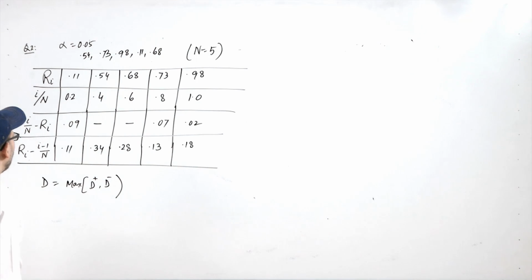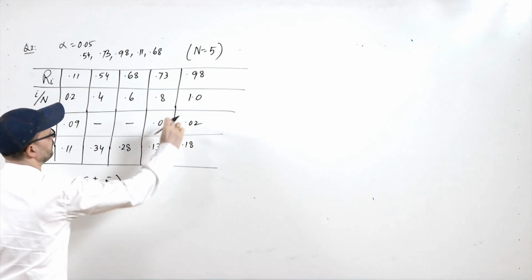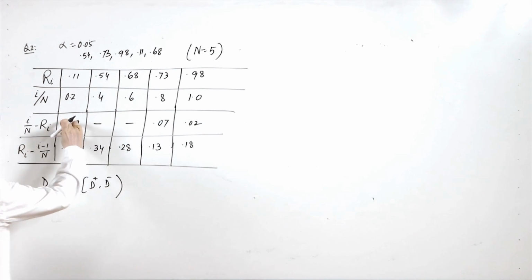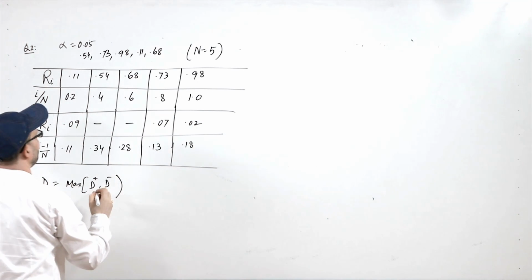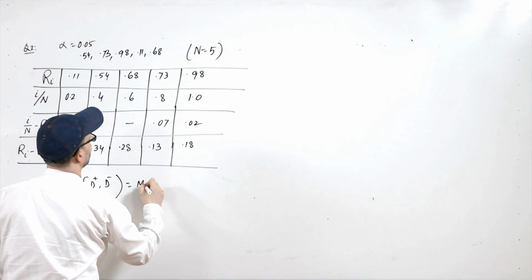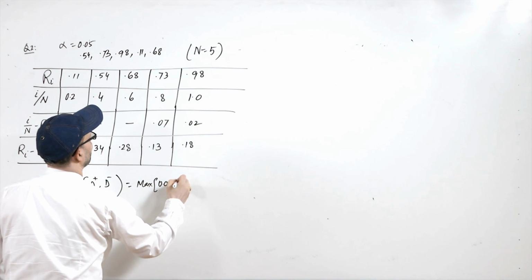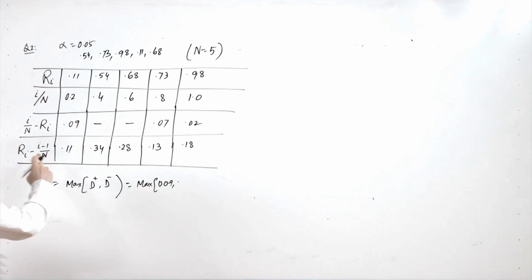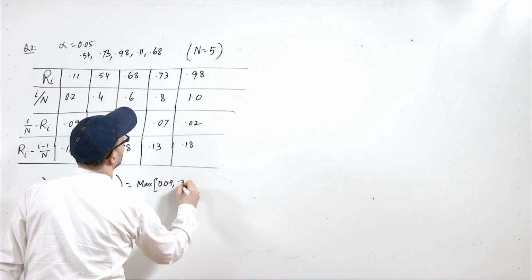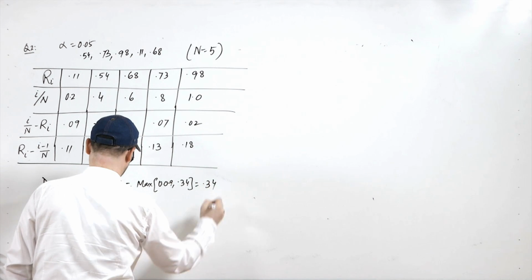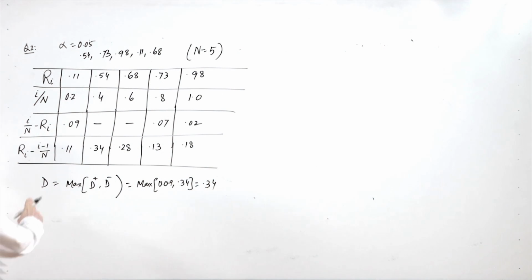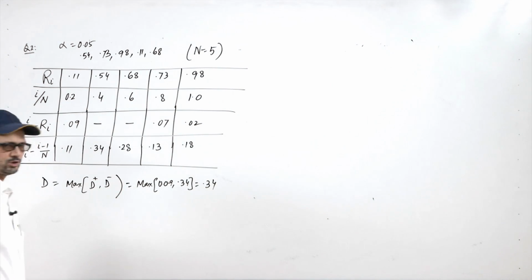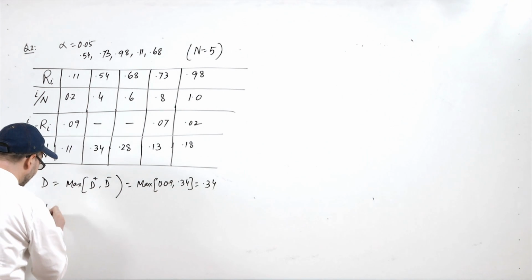Now, D plus will be the maximum of this row of values, that is 0.09. And D minus is the maximum of this row, in which the maximum is 0.34. So, we are getting D as the maximum of 0.09 and 0.34, that is 0.34. Now, we have to find D alpha.